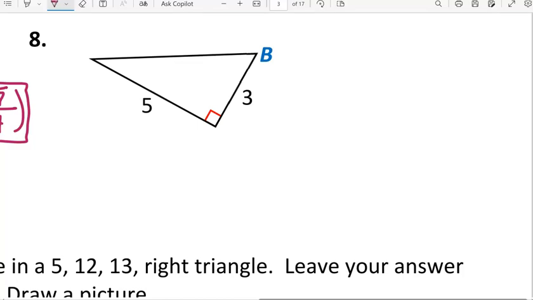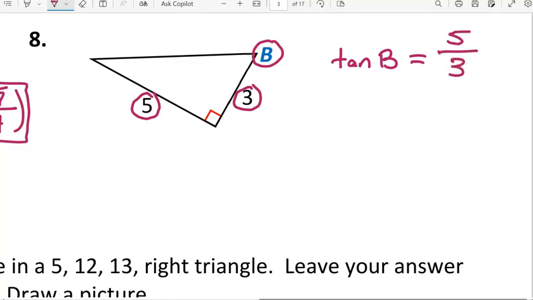In 8, we have angle B, and the side represented by the length 5 is opposite, 3 is the adjacent leg. So that means we're going to use a tangent ratio because tangent of angle B is equal to the ratio of the opposite side divided by the adjacent side. In order to undo tangent, we're going to use an inverse tangent operation. So the measure of angle B is equal to the inverse tangent of 5/3.